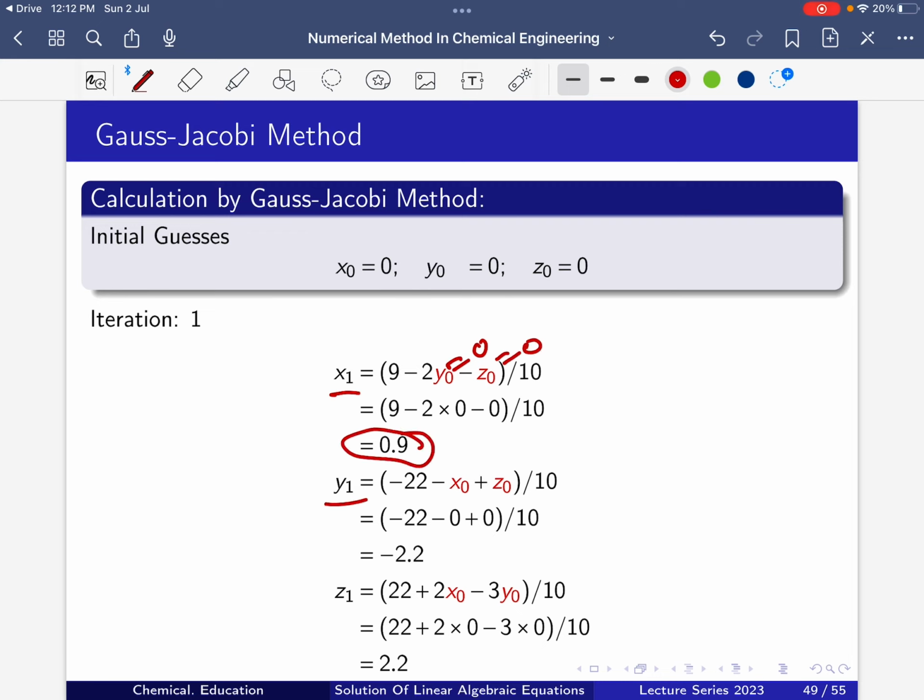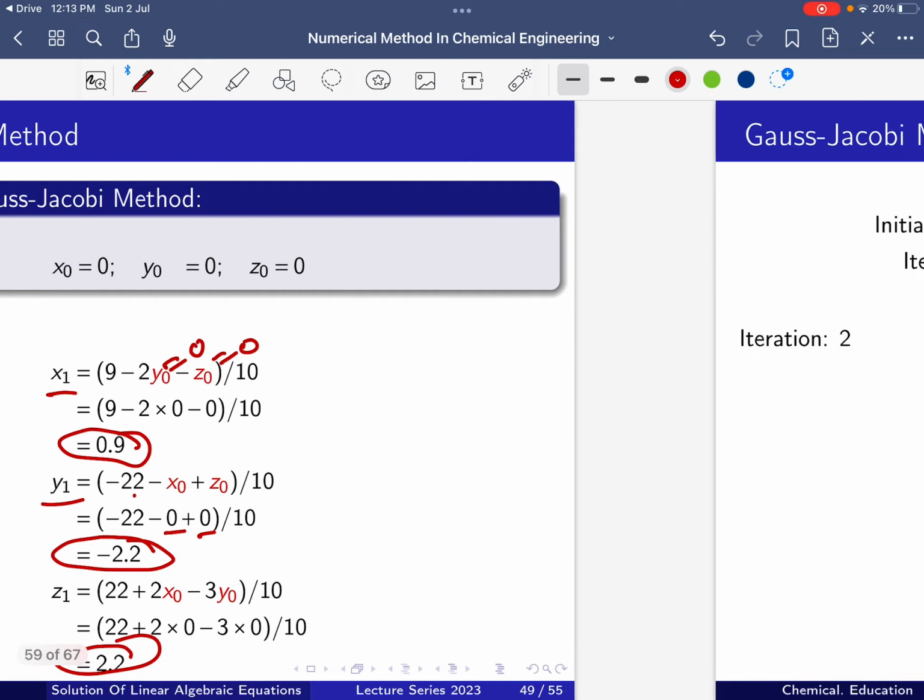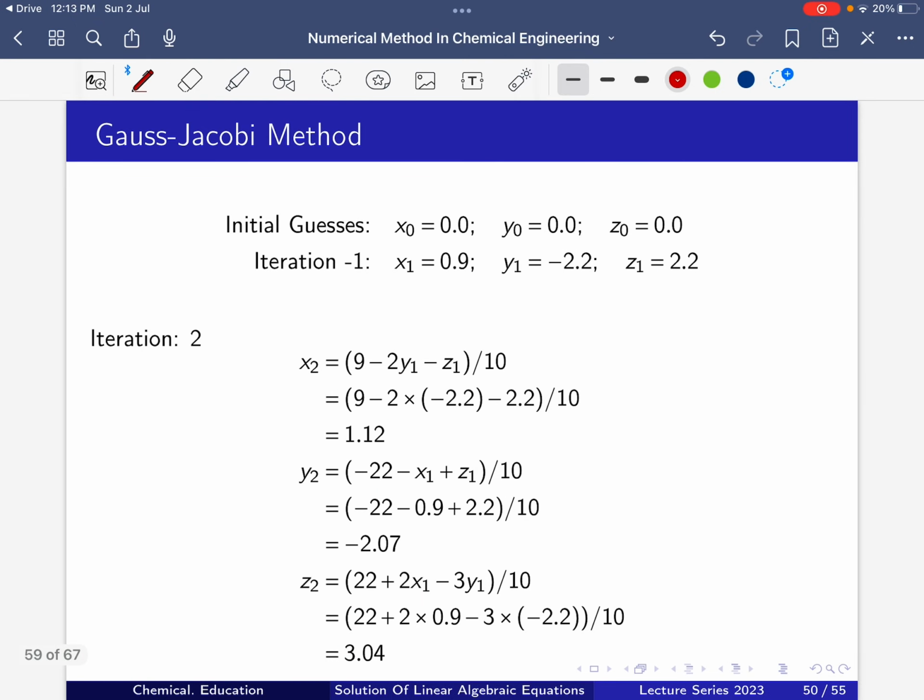Then similarly y1 is equal to (minus 22 minus x0 plus z0) by 10. The x0 value is 0, the z0 value is 0. Ultimately we will get minus 2.2. Similarly z1 is equal to (22 plus 2 x0 minus 3 y0) by 10. Again x0 is 0, y0 is 0, so ultimately z1 will be 2.2. After iteration number 1, we are getting x1 is 0.9, y1 is minus 2.2 and z1 is 2.2.